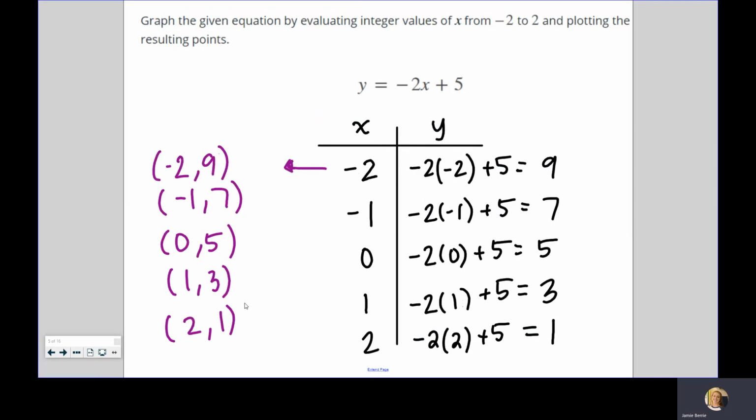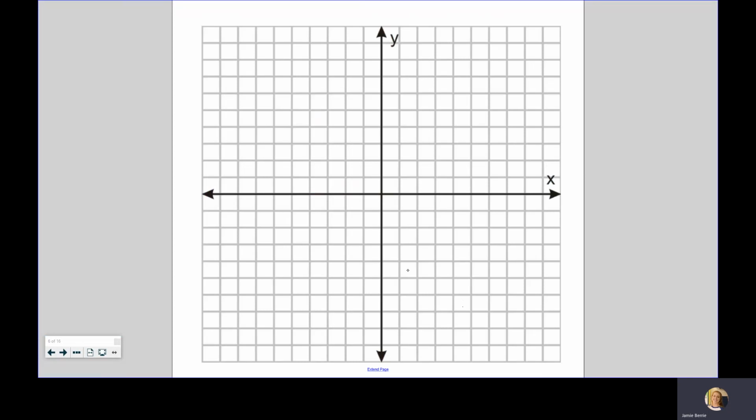All right, so now let's plot these points. I forgot to number this one. This one was number 3. Sorry about that. So now let's plot these points, and then we'll graph our line. So (-2, 9). So to the left 2, and then down 9. I know this is 10, so this must be 9. (-1, 7). So that's 9, 8, 7. (0, 5). So 0, 7, 6, 5. (1, 3).